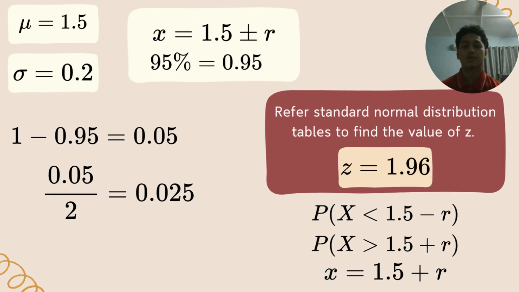Okay, first of all, for a 95% confidence interval, the area in the tail is 1 minus 0.95 equal to 0.05. Therefore, each tail contains 0.05 divided by 2 equal to 0.025. And based on the answer, which is 0.025, we refer to the standard normal distribution tables to find the value of z. And the value of z is 1.96.